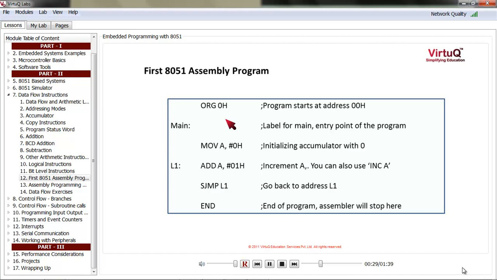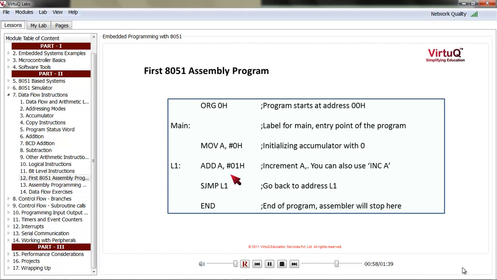In this program, after org, we have a label main, which is the entry point of the program. We have a very simple program here. In this one, the accumulator is first initialized and then incremented in a loop. The first instruction after label main is to initialize the accumulator with 0 value. L1 is the entry point of the loop. The first instruction in the loop is to increment the accumulator.